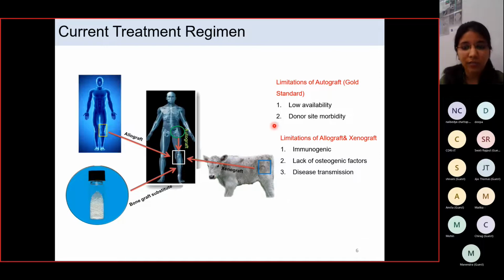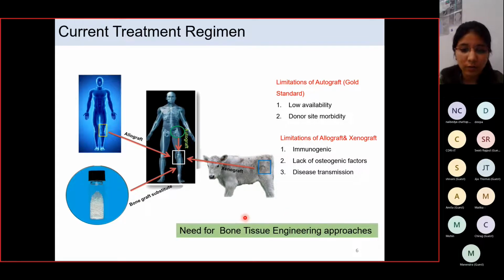As in the case of autograft, we have low availability and there's donor site morbidity, as well as in the other cases we have chances of immune rejection. The processing of these grafts leads to the reduction in the osteogenic factors, as well as chances of disease transmission taking place. So this has led to the development of the bone tissue regeneration field and the approaches used in it.